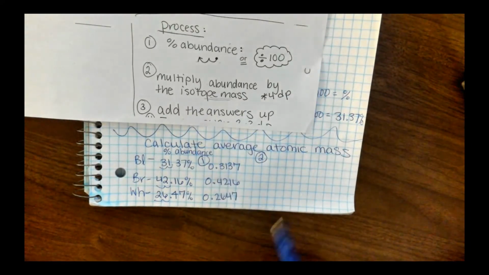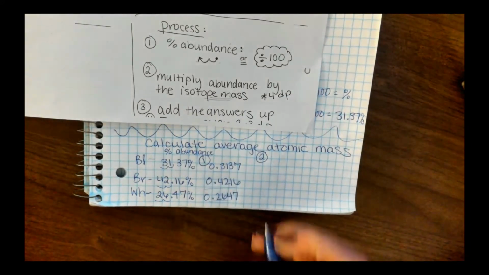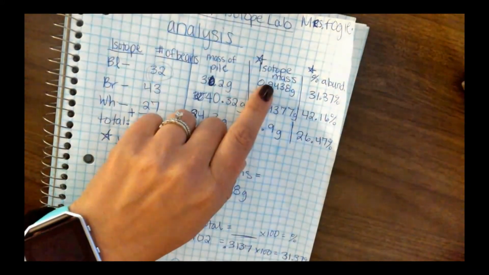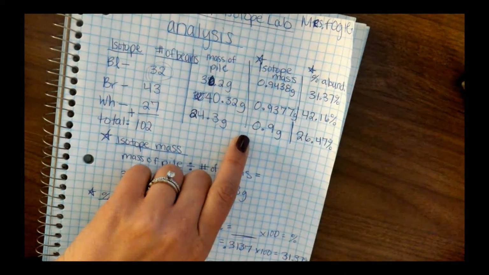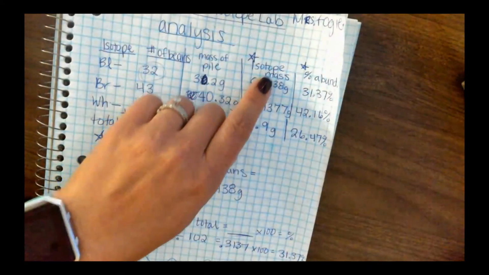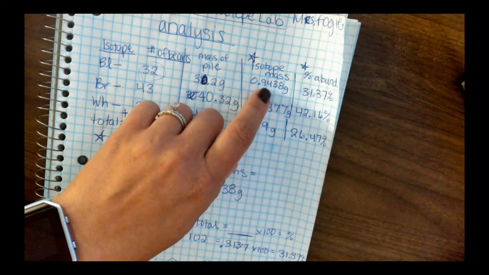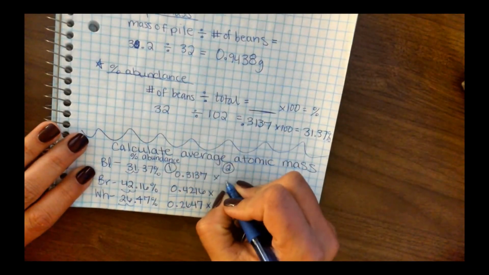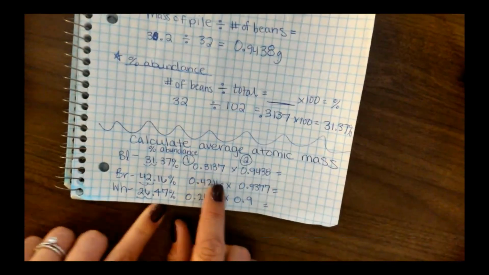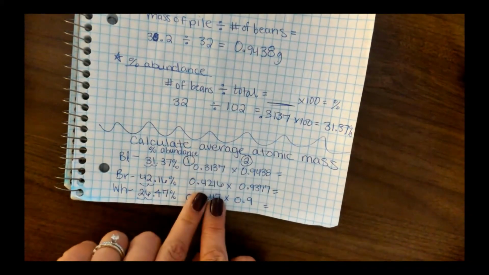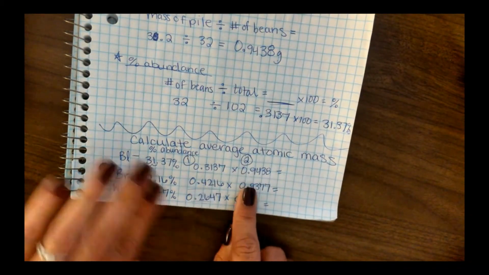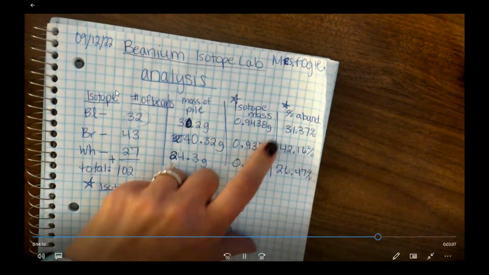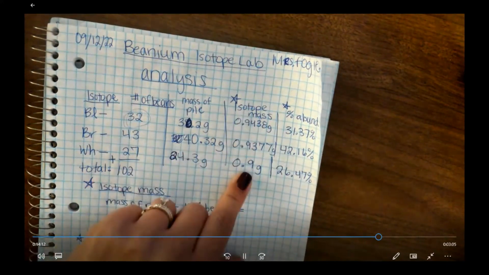Right. So we have these three numbers right here. We're going to multiply them by the isotope mass, which you guys just labeled in your data table. Okay? So you're basically taking that percentage and you're taking it times that, times that, times that. Okay? So move the decimal 2 to the left on all of them. That was step 1. Step 2 is we multiply them by isotope mass, which is this column on your data table. Isotope mass.